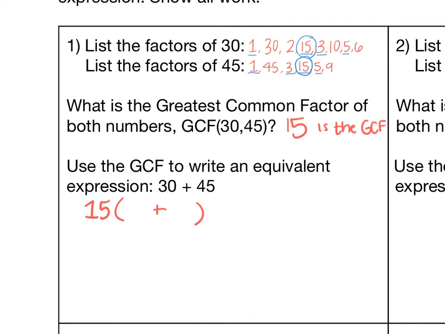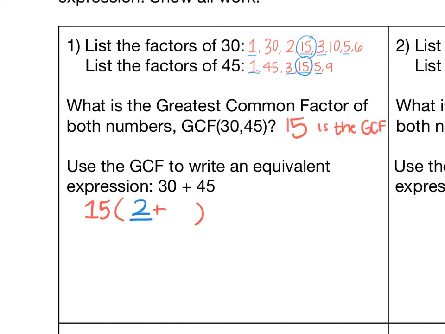So now we're going to look at our two numbers. Our first number was 30. Do you all remember that? We listed out the factors of 30 and 45, and we said the greatest common factor was 15. So for my first number that I'm going to put in here, let me go ahead and underline that place. I am looking for a number that I can multiply by 15 to equal 30. 15 times what number equals 30? If you said 2, then you're very correct.